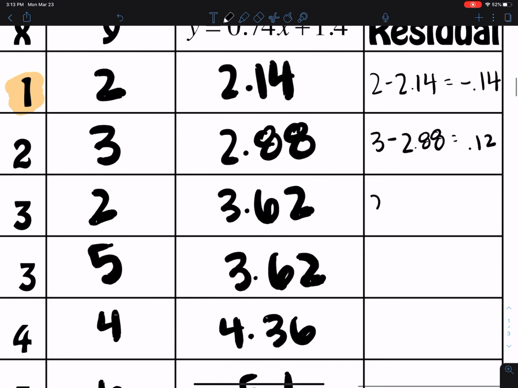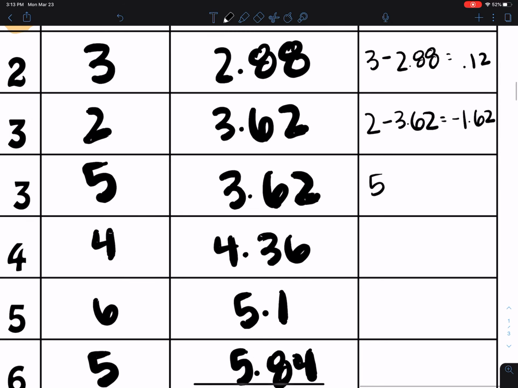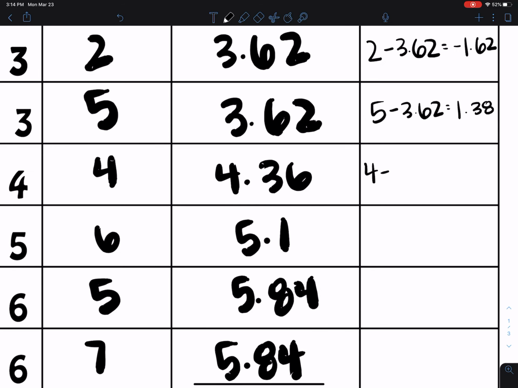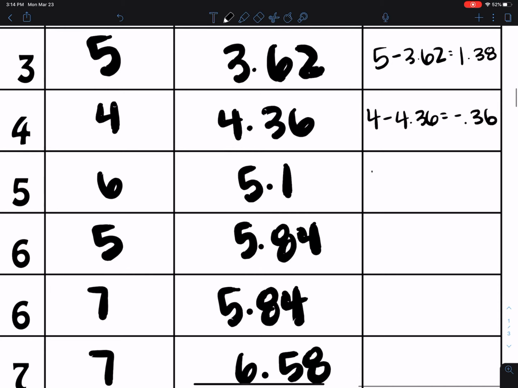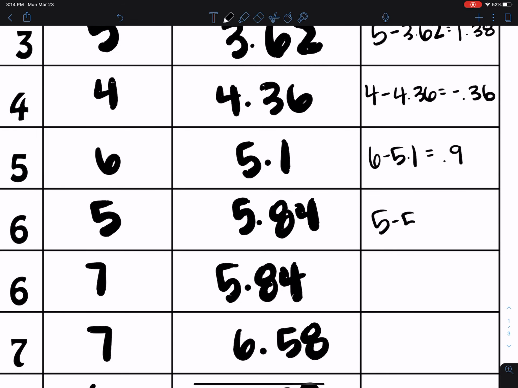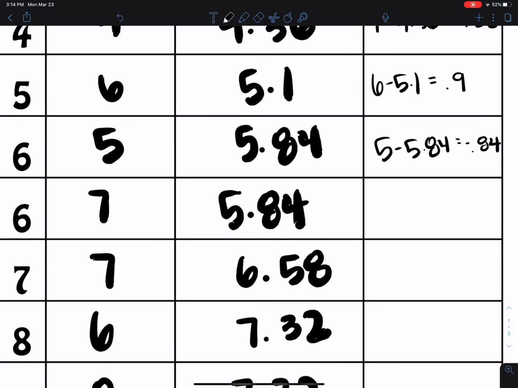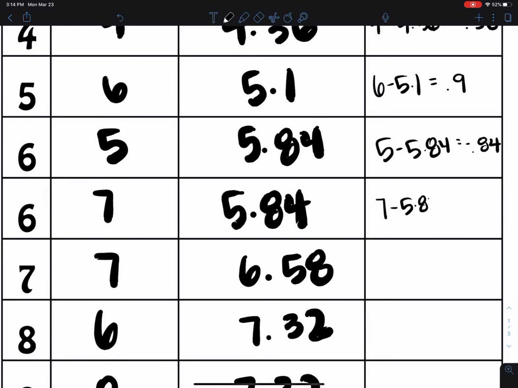Our next one, we have 2 minus 3.62. That tells us that the residual is just negative 1.62. Then we have 5 minus 3.62. That residual is 1.38. 4 minus 4.36 gives us negative 0.36. 6 minus 5.1 gives us 0.9. 5 minus 5.84 gives us negative 0.84. 7 minus 5.84 gives us 1.16.